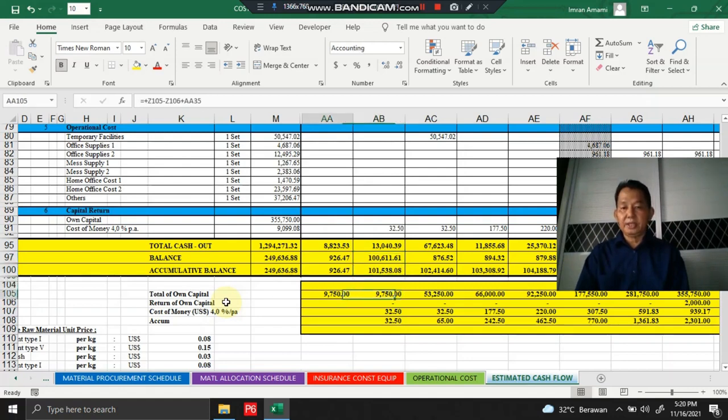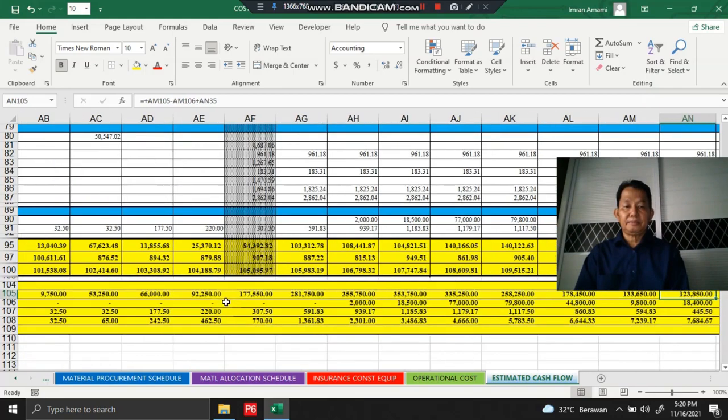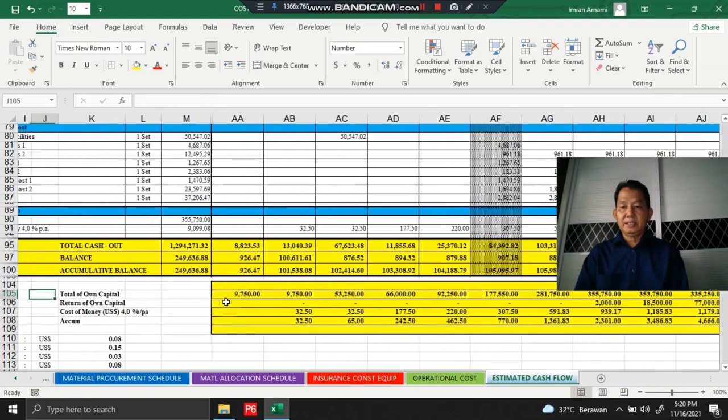And these are the spaces for the calculation of the cost of money. I already made a formula therein for the calculation of the cost of money. And the accumulative balance for this project is here, 249,636.88 dollars.